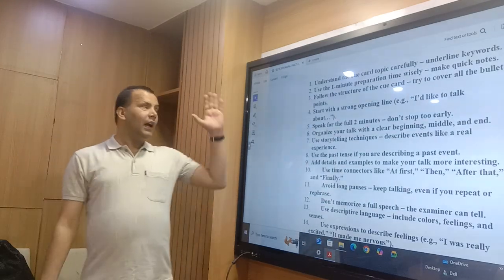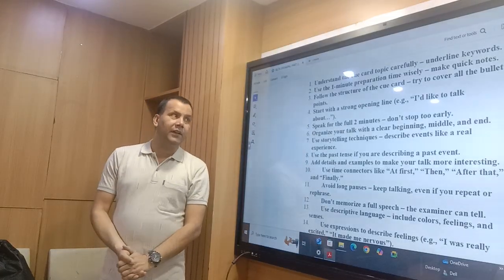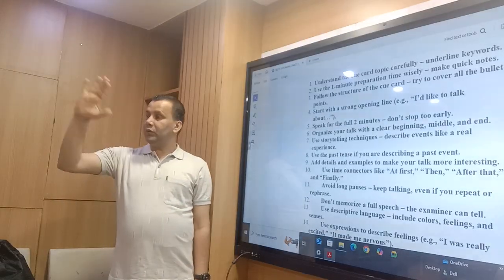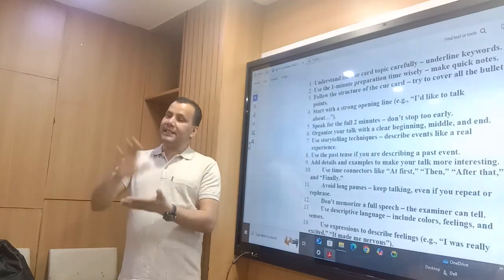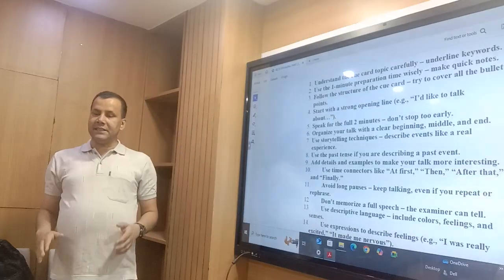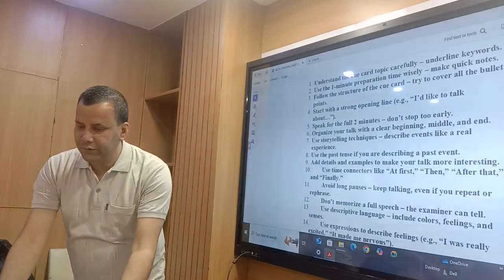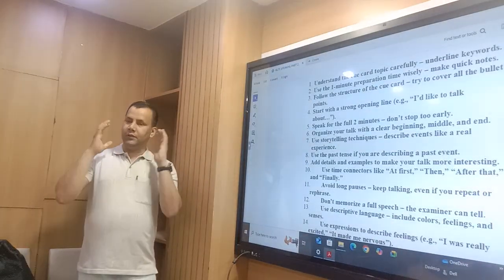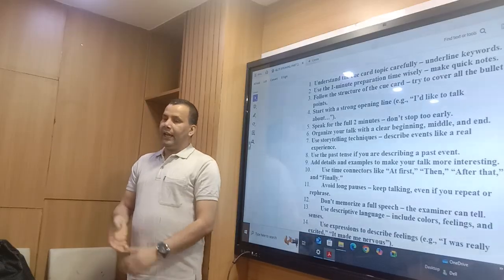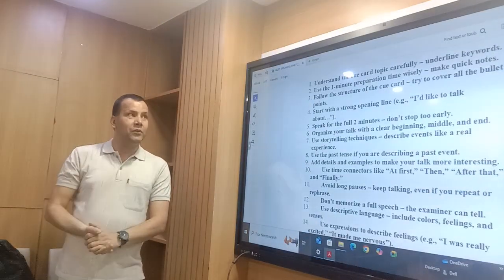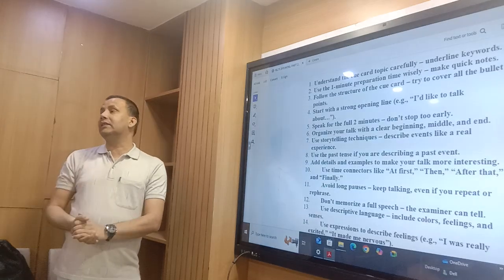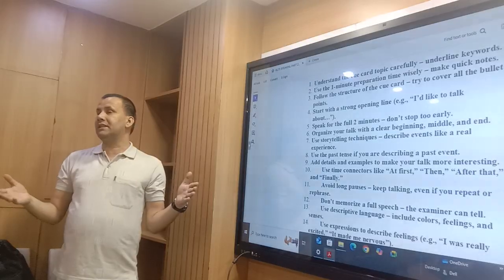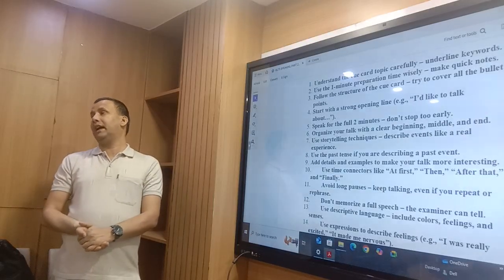So number 1, understand the cue card topic carefully, underline keywords. So when you go to take IELTS, in IELTS speaking part 2, they will show you the cue card. At first you have to understand the cue card, and you have to underline the keywords only. Without understanding the cue card, some students start speaking, which is a wrong habit.